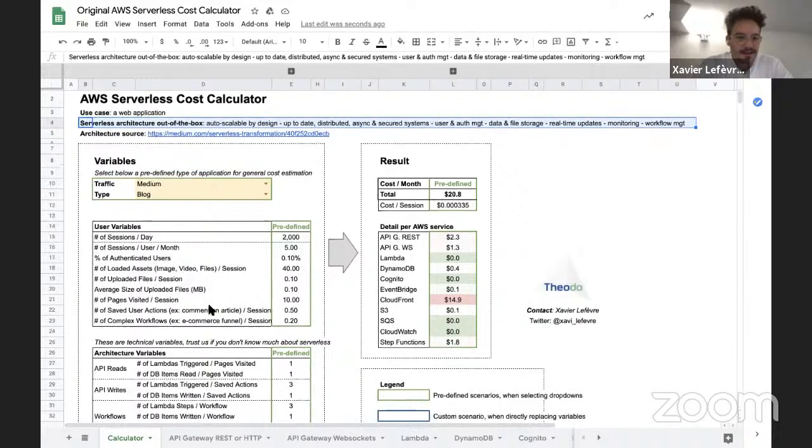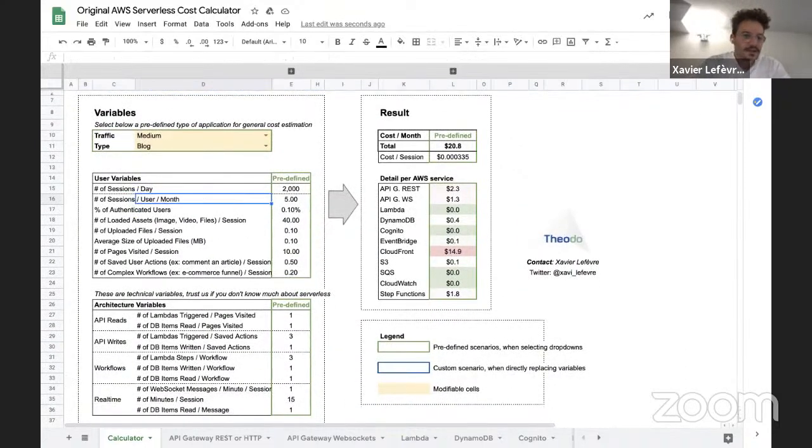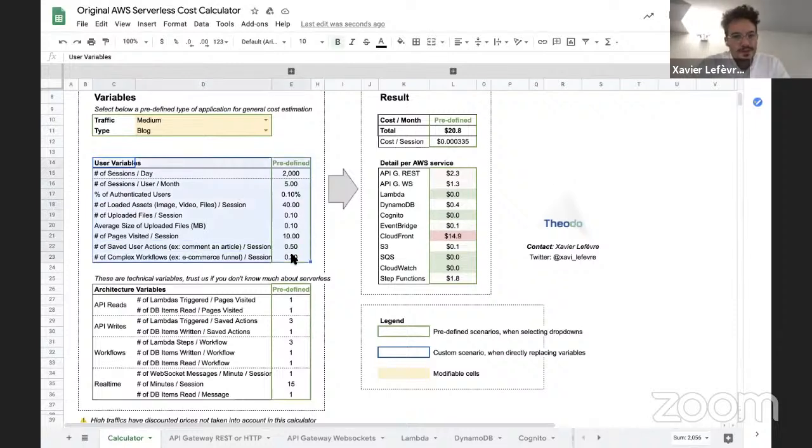And then there are more advanced variables: number of sessions per user per month, percentage of authenticated users, which is going to have an impact on Cognito, for instance, of course, etc. So those are the user variables. Below, you have the architecture variables, which we decided to display still, because it depends. They are variables that depend on people, and there is no clear consensus in the community. And your feedback is welcome.